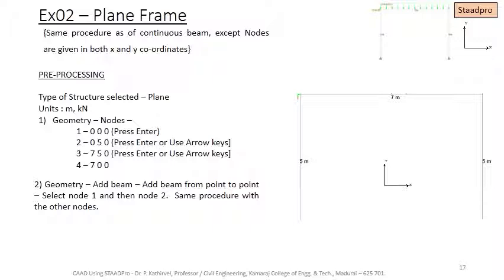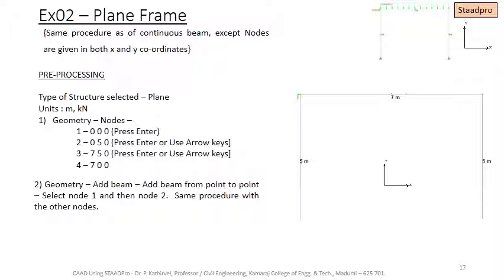Same procedure is adopted as such of the continuous beam, except that the nodes are given both in the x and y coordinates for plane frame, because the columns move in the vertical direction along the y axis. Other than that, the procedure is the same. So in the pre-processing stage, the input is given inside. So you can see the model in the slide.